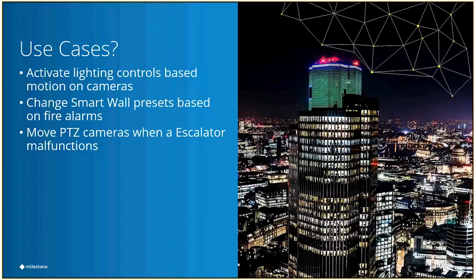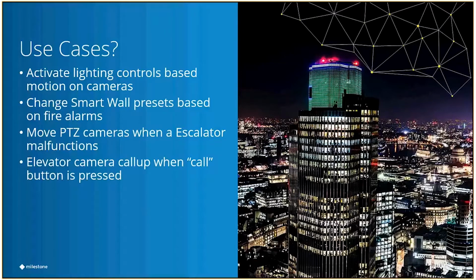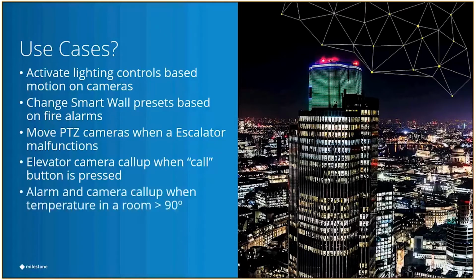If we were connected to an escalator BACnet device, or some other thing that's monitoring an escalator, we could move a PTZ camera over to that if somebody hits the emergency stop. We could pull up an elevator camera on a Smart Wall if a call button is pressed. And if we were monitoring a temperature control, we could pull up an alarm and pull up a camera on a Smart Wall whenever the temperature in a room was greater than a certain threshold. In this case, I said 90 degrees. Very similar to the lighting one, turn on an AC when somebody's in a room where we detect motion. So those are my 6 use cases I came up with. There are obviously probably more.